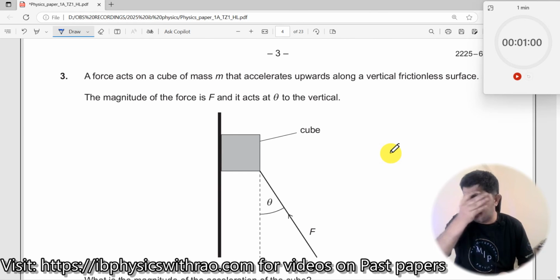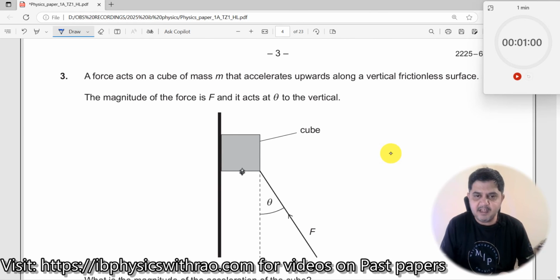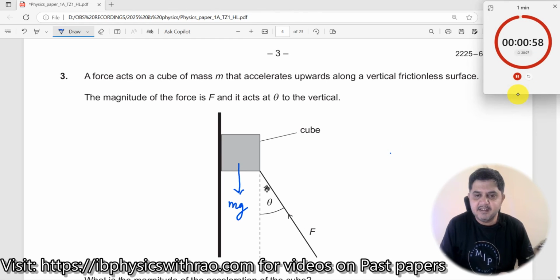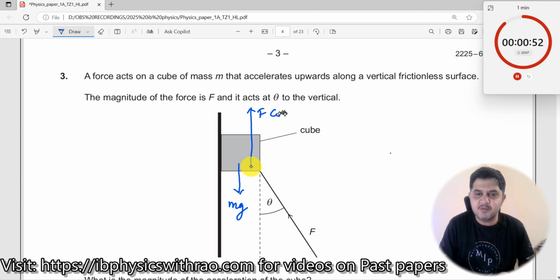Okay, so for this, what we need to do is draw the free body diagram. When the cube is accelerating like this, what are the forces acting over here? The first force that acts here is mg, which acts downwards, because it has a mass m. And since we have this F here, components of F act in these directions. This should be F cos theta like this, and the other component of F acts in this direction. This should be F sin theta. And there's also a normal force acting over here. So you have all this over here.